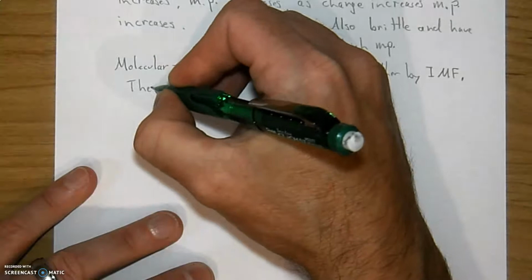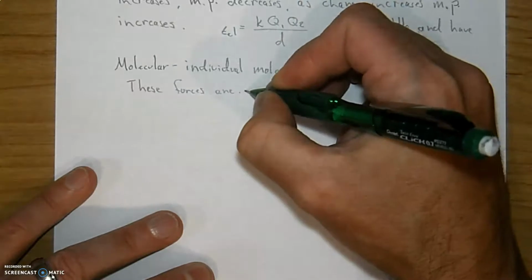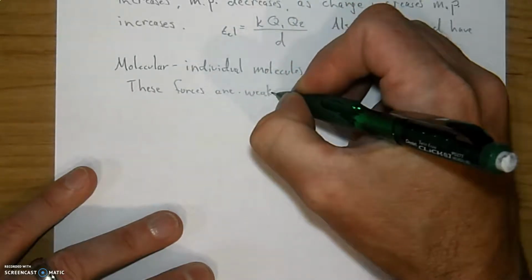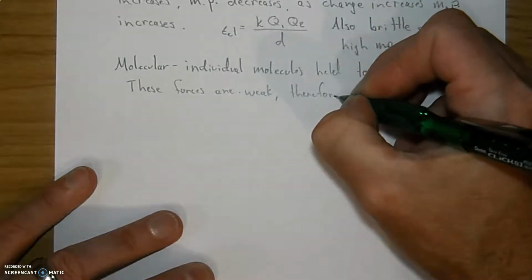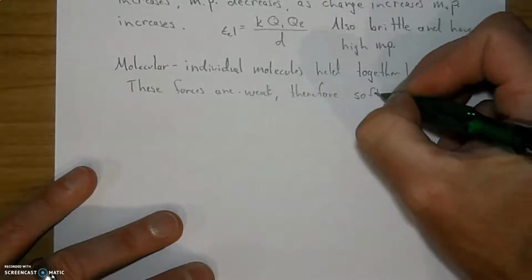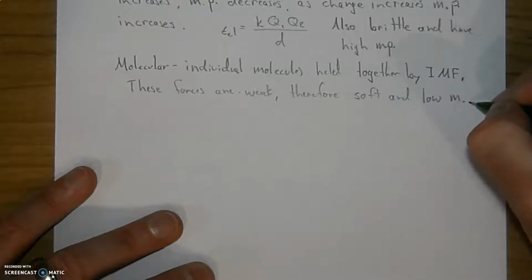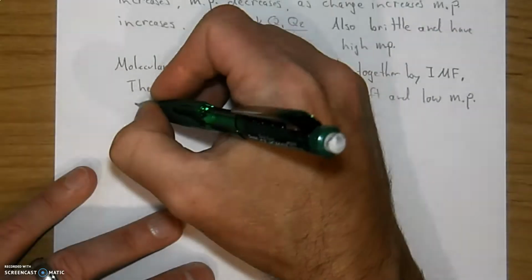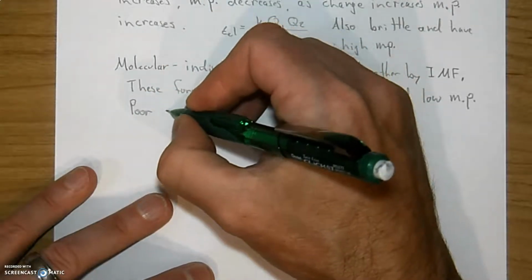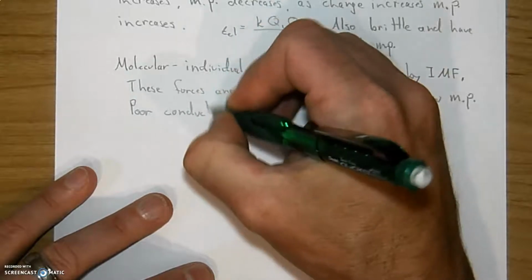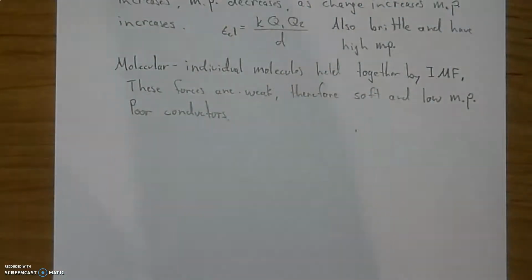Now, based on what we've already talked about, these forces are weak. Therefore, they're typically soft, and they have low melting points. And as far as electrical conductivity, they're poor. So we don't think of those as conductors. One more in this list.